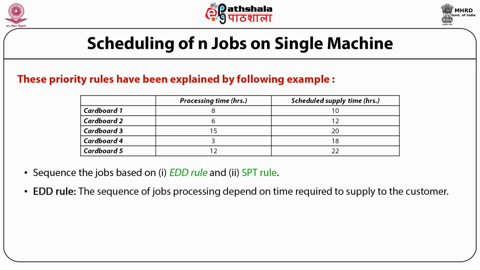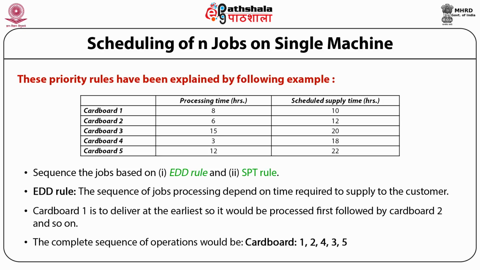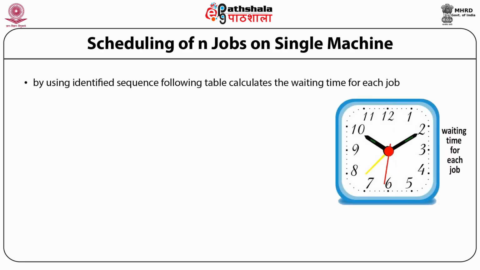EDD rule. The sequence of job processing depends on the time required for supply to the customer. Cardboard 1 is to be delivered at the earliest, so it would be processed first, followed by cardboard 2 and so on. The complete sequence of the operation would be cardboard 1, 2, 4, 3, 5. By using the identified sequence, calculate the waiting time of each job.